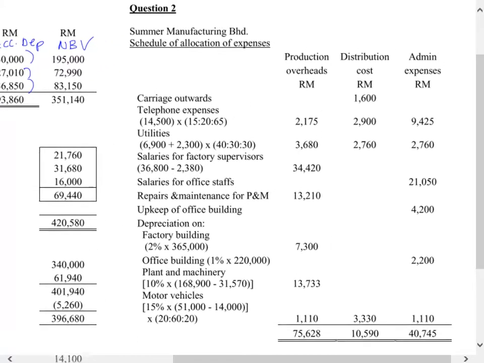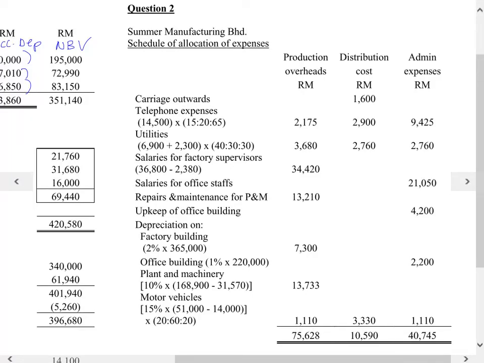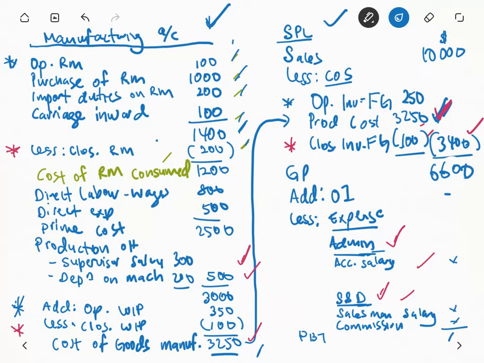Statement of allocation. Production overhead, distribution, admin. This is actually your working. Correct. You see here, our production overhead, we have many items here. Our admin can have many as well as distribution.